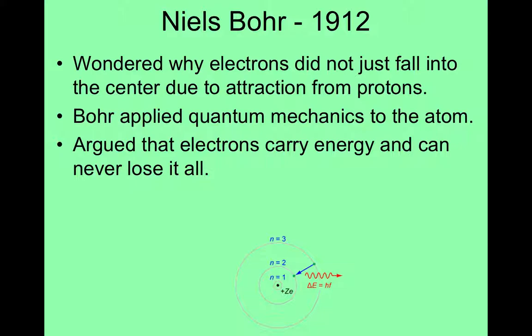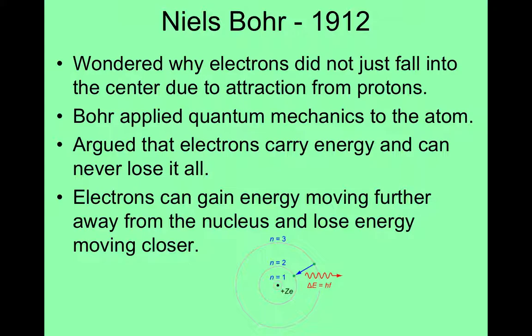That's what's happening here with electrons. The electron can only be either on the first energy level or on the second level. It can never be in between. And then it bumps up to the third energy level, and so forth. So electrons can gain energy moving further away from the nucleus and lose energy moving closer, but they have to be on one of the energy levels.